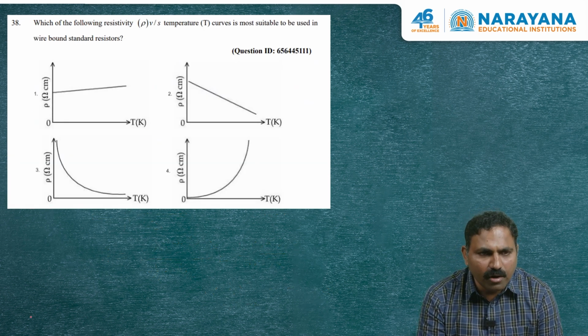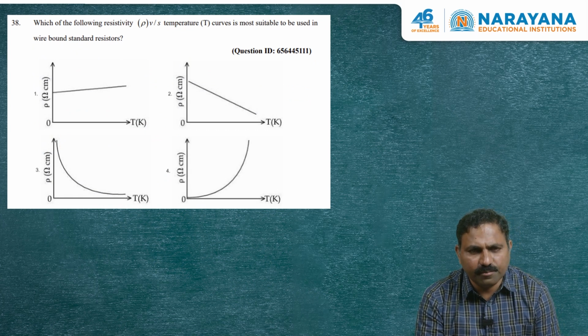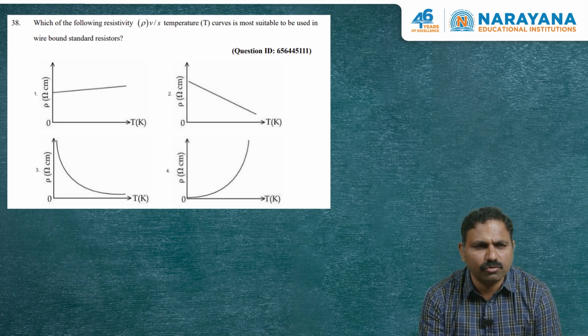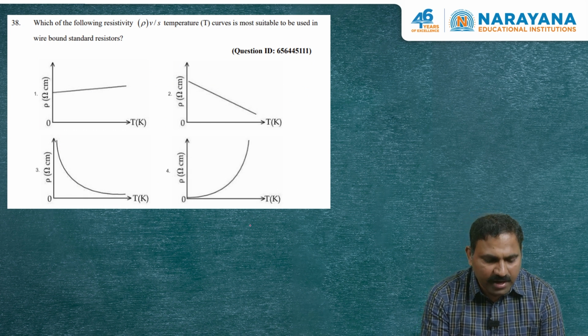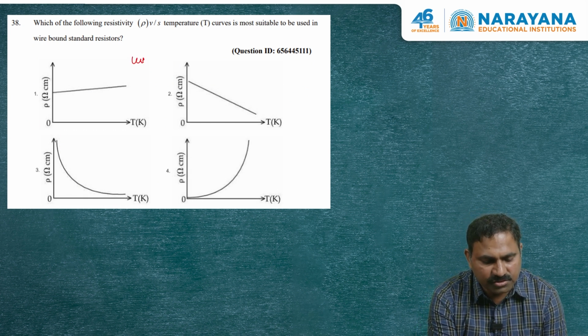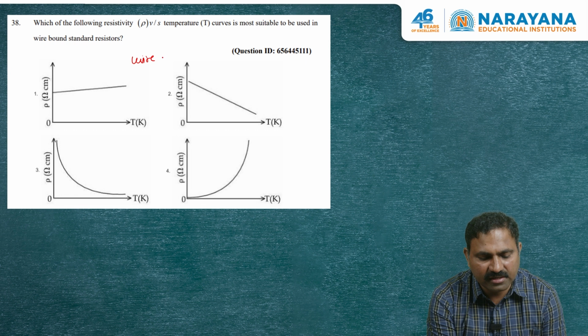Which of the following resistivity versus temperature curves is most suitable to be used in wire bound standard resistors? Wire bound standard resistors usually use nichrome as the material.